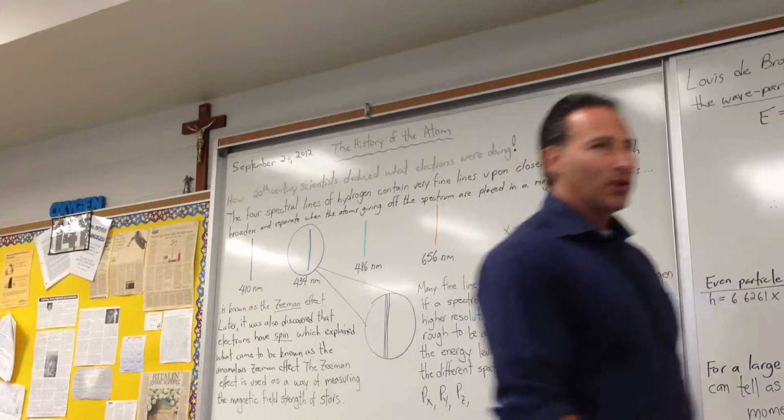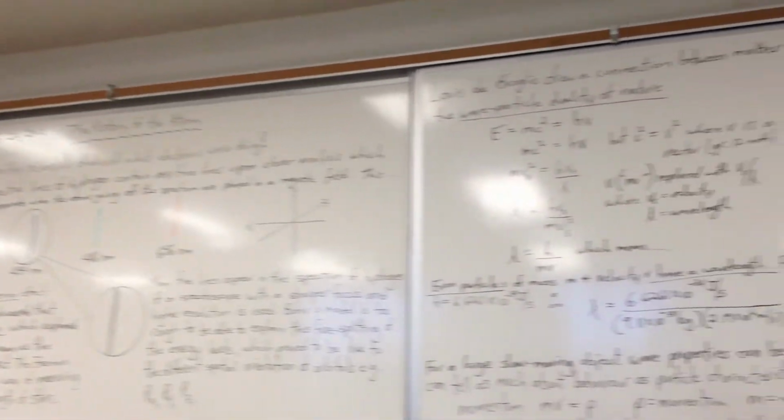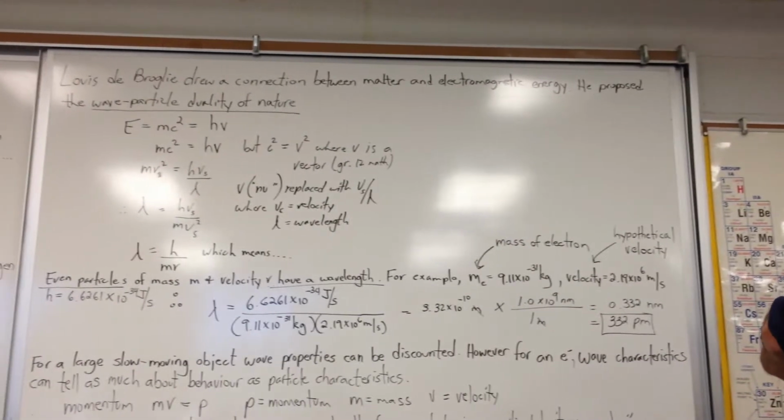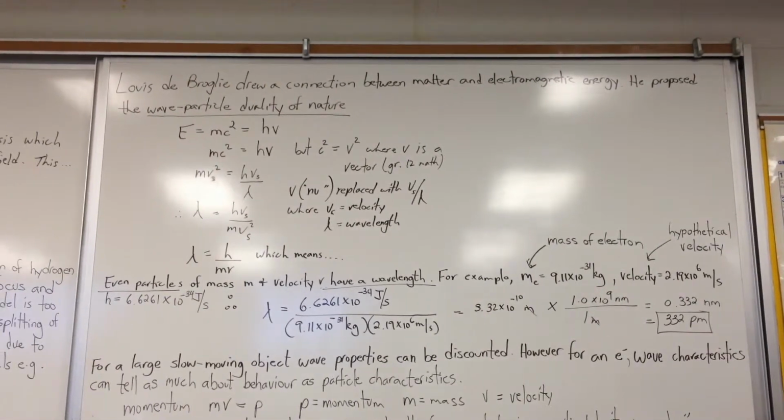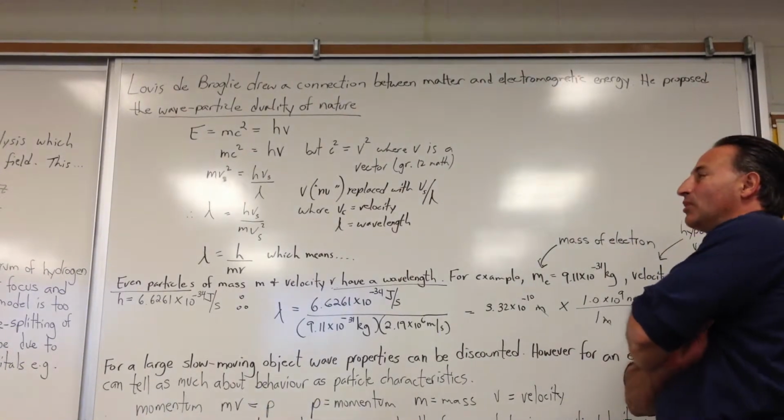Moving on to the second board. Louis de Broglie drew a connection between matter and electromagnetic energy. He proposed what came to be known as the wave-particle duality of nature.